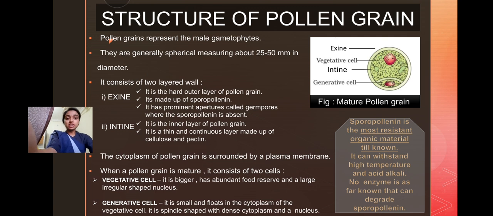So the vegetative cell is bigger in comparison to the generative cell and has abundant food reserve and a large irregular-shaped nucleus. Whereas the generative cell is smaller and it floats in the cytoplasm of the vegetative cell. It is spindle shaped with dense cytoplasm and a nucleus.